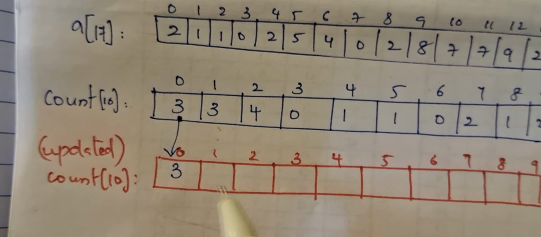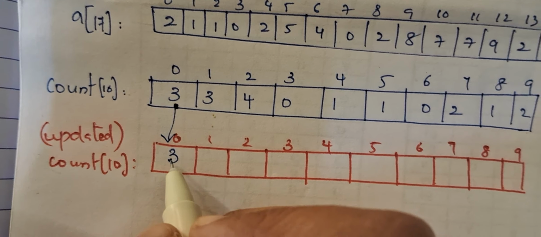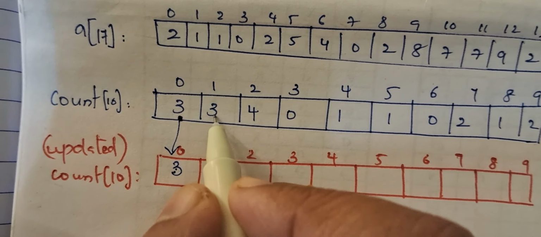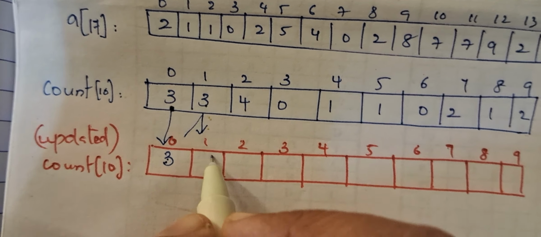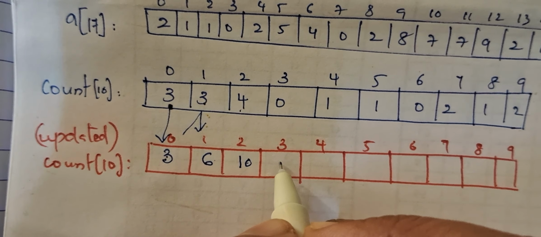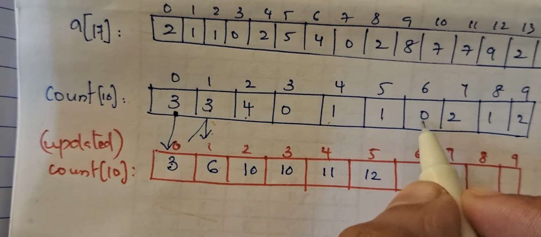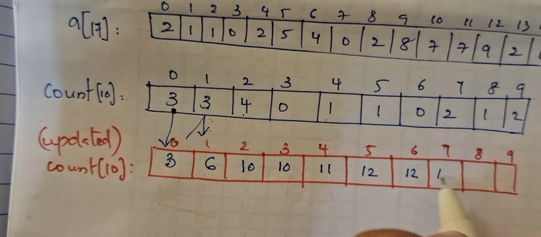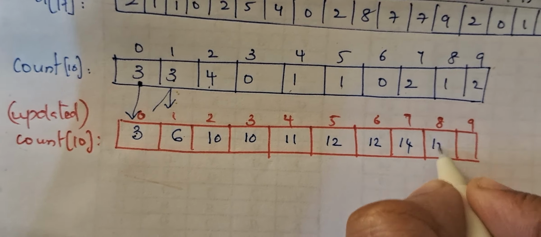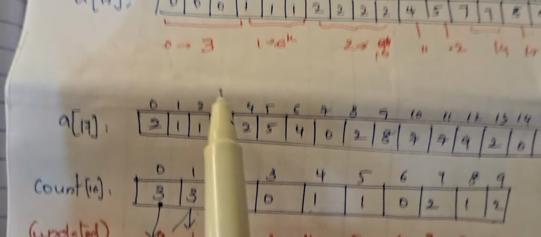So how to write this one? You need to add 3, that is the count. Now the count value is 3, 3 plus 3, 6, 6 plus 4, 10, 10 plus 0, 10, 10 plus 1, 11, 11 plus 1, 12, 12 plus 0, 12, 12 plus 2, 14, 14 plus 1, 15, 15 plus 2, 17. Okay, now check this one.